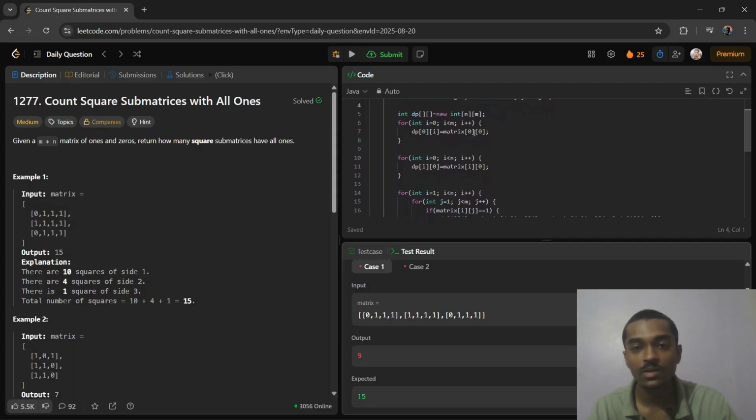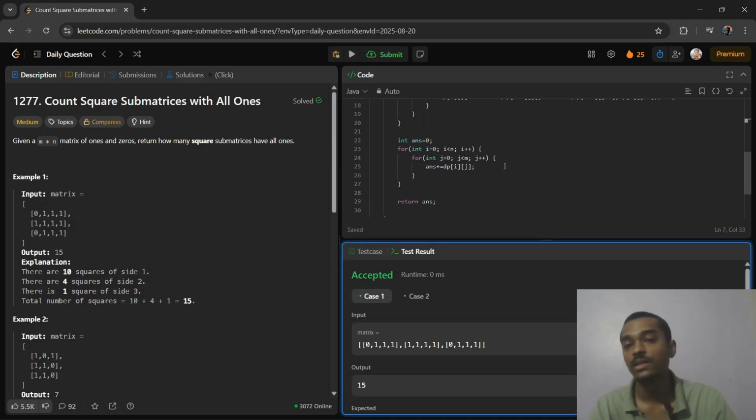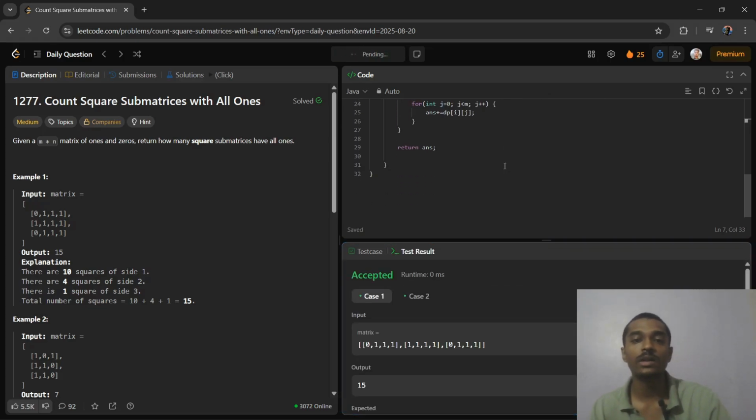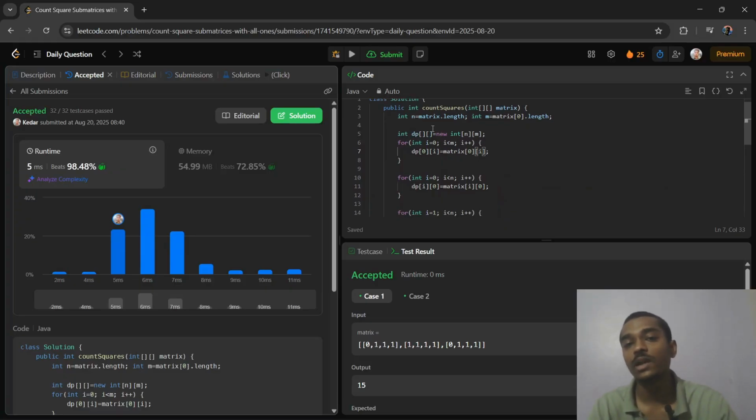So matrix of i, I wrote 0 comma 0. Let's change it to 0 comma i. Okay, this is running. Now let's try to submit it. This is running.